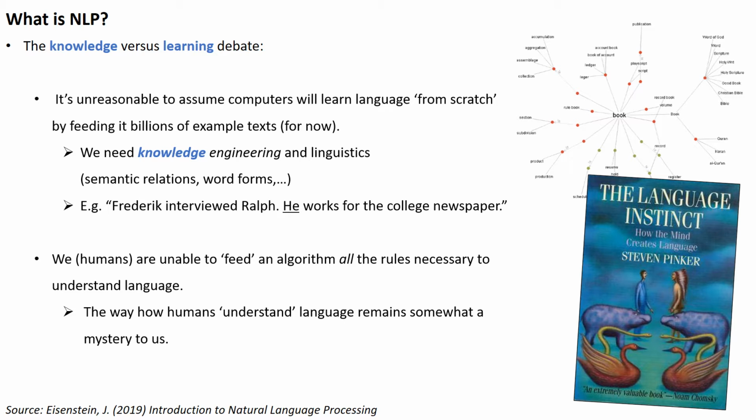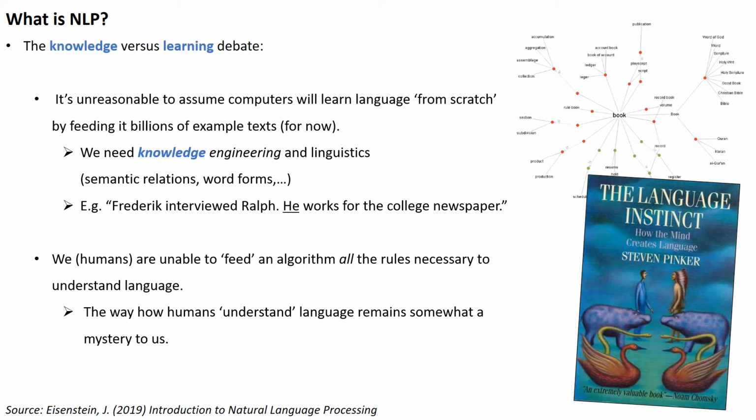But on the other hand, we humans are also unable to feed an algorithm all the rules necessary to understand language. So knowledge engineering has some limitations as well. And this is somewhat of a philosophical argument, in the sense that how we humans understand language remains somewhat of a mystery to us as well.